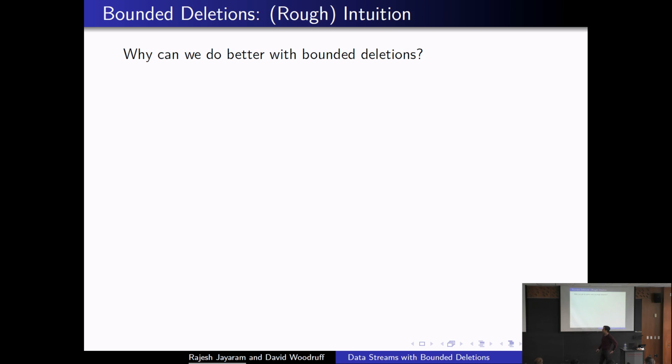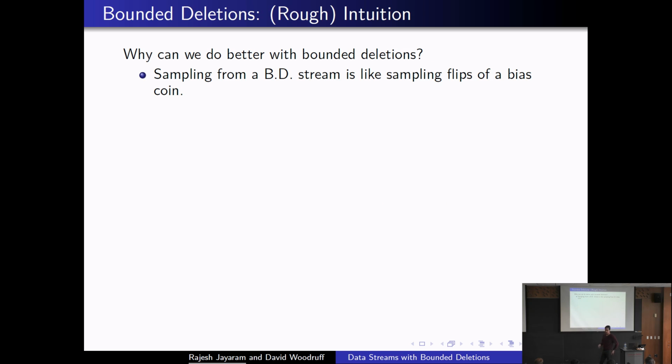So I wanted to give some brief intuition here for why we're doing better. I think I already gave some though. But the idea is that in a bounded deletion stream there's some bias, like every update is kind of like flipping a coin. Heads is an insertion, tails is a deletion. But if you're in the turnstile model, the number of insertions and deletions could be the same.